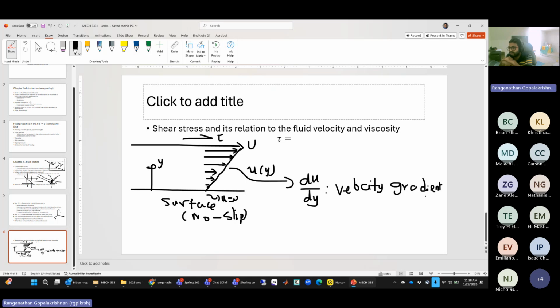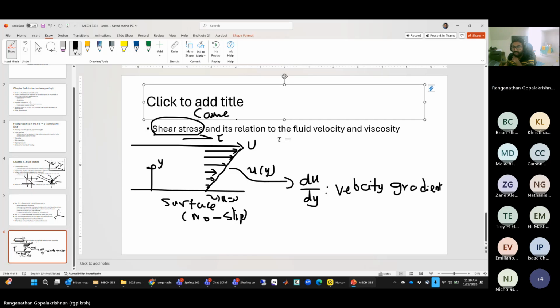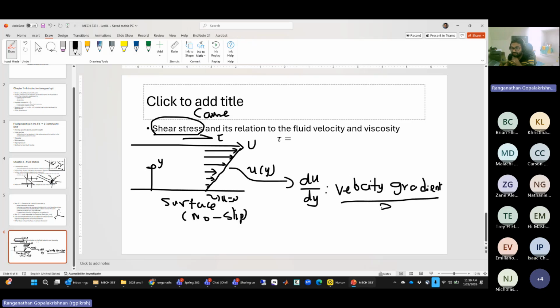It develops a velocity gradient. That's the response. Because of the internal forces, the fluid develops a velocity gradient. I'll keep repeating this throughout the course: if shear stress is a cause, velocity gradient is an effect.